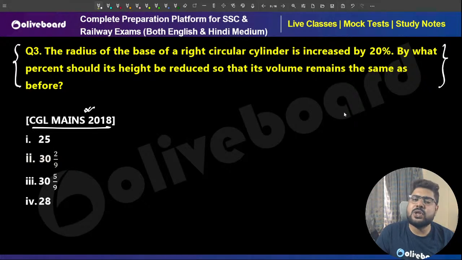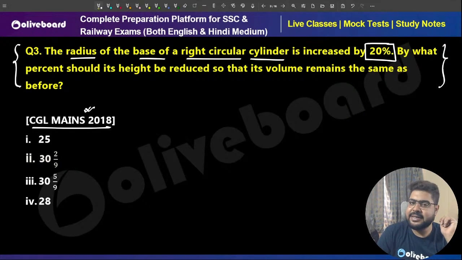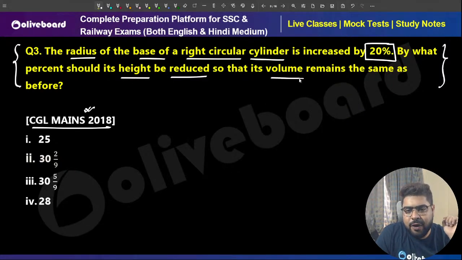The AB theorem is not the optimal method anymore. So let's understand what is given. The radius of the base of a right circular cylinder is increased by 20%. By what percentage should its height be reduced so that the volume remains the same as before? Meaning the volume remains constant.